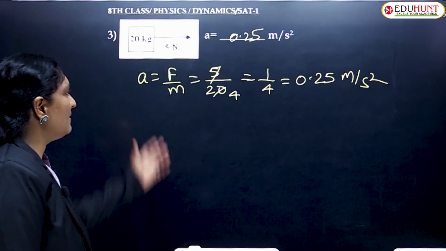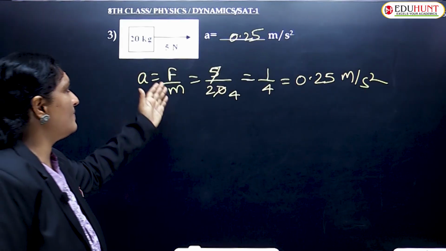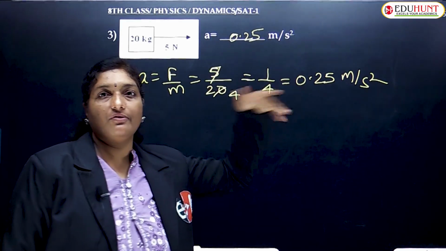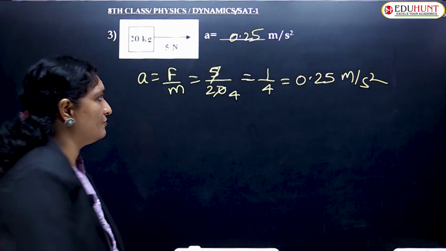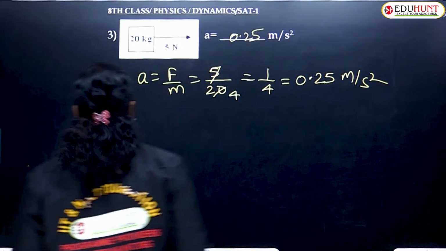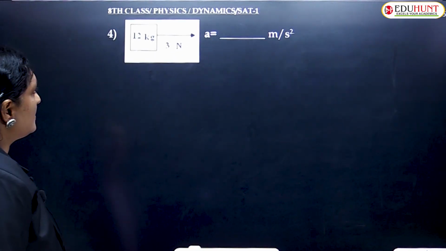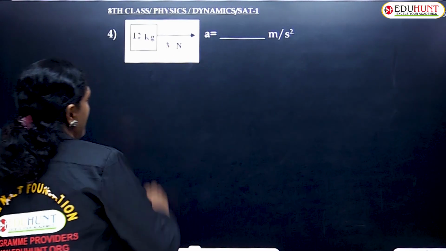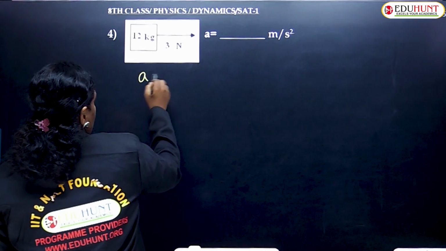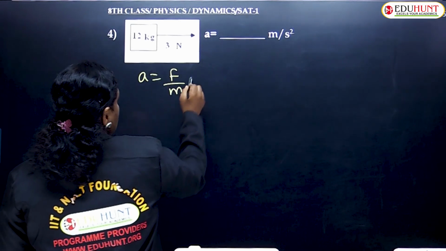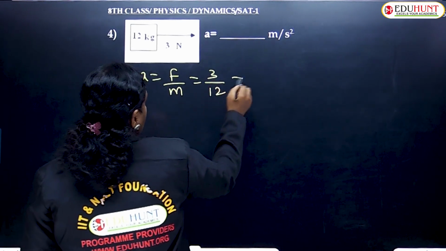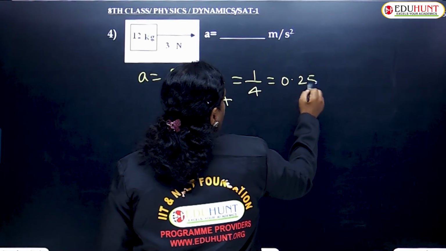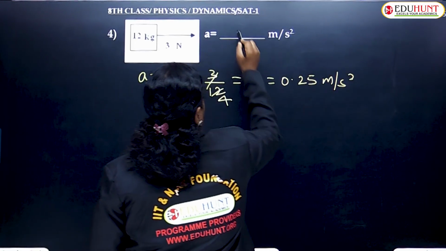Okay, children, simplification formula is same. Force by mass, force by mass. Force is 5, mass is 20. Simplify 1 by 4, you will get it as 0.25. So, 0.25 meter per second square. Moving to the next question, again force was given here as 3 newtons and mass was given as 12 kg. So, acceleration is equal to force by mass equals 3 upon 12. 3 goes 4 times. Again 1 by 4 is nothing but 0.25 meter per second square.